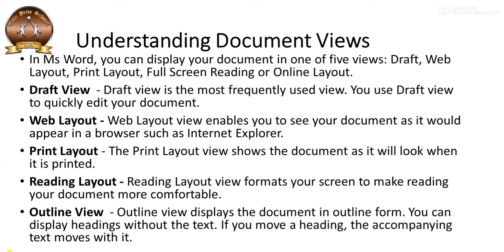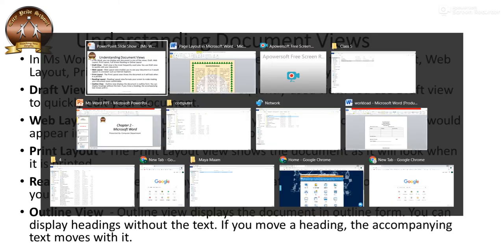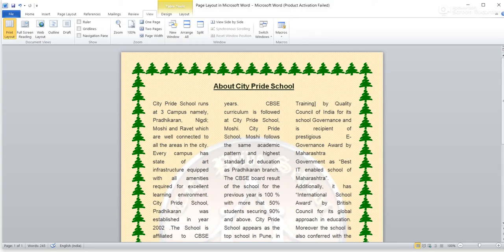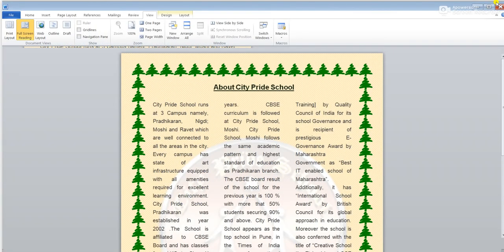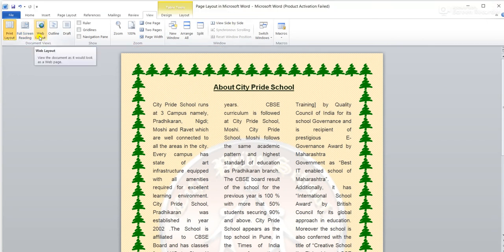So these are different types of views you can see in Microsoft Word. Let's see how different views are visible in our Word. So this is our Word document we have formatted. Here we have a view tab, and we can see different document views. This is our print layout. If you want to open it as a full screen reading, you can just click on full screen. It will be visible as a full screen. If you want to close, you can just close this.